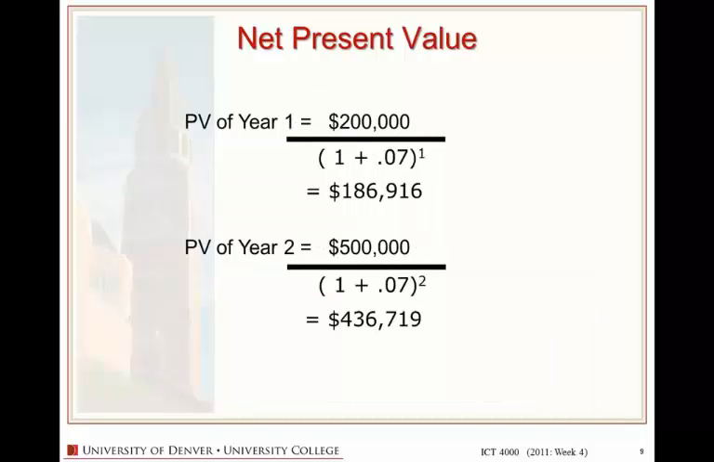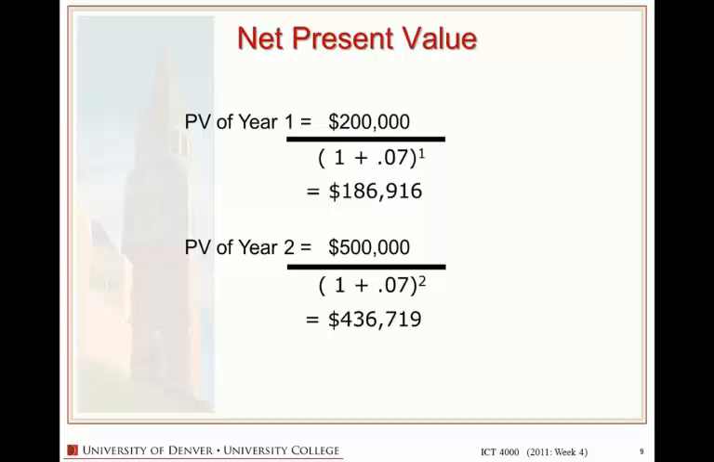To calculate the present value of year 1, we're going to take that $200,000 net gain and divide it by 1 plus the discount rate, 7% expressed as a decimal, so 1 plus 0.07 raised to the first power. If you do the math, you should come up with the number shown here, $186,916.